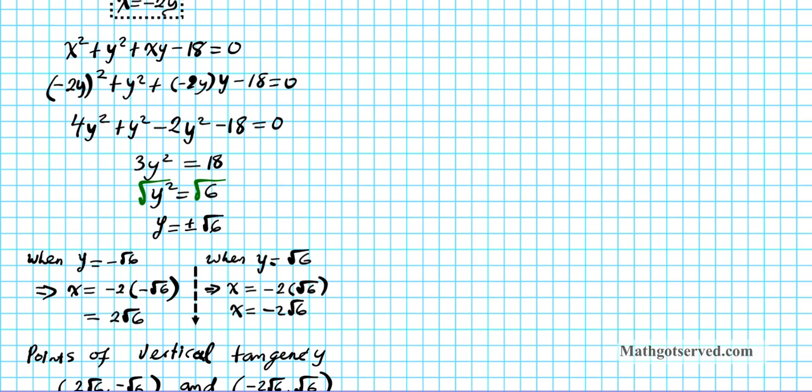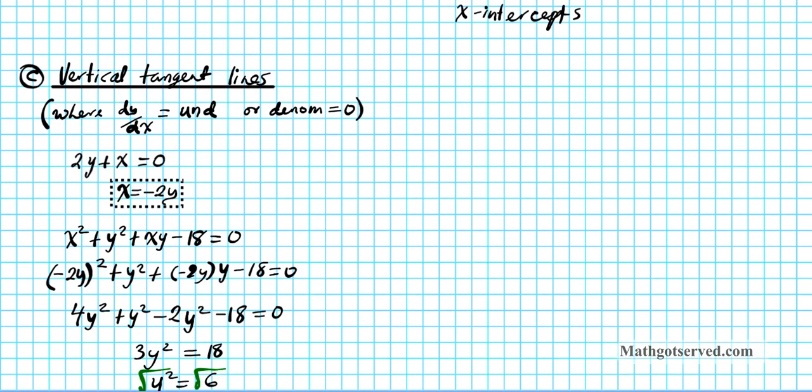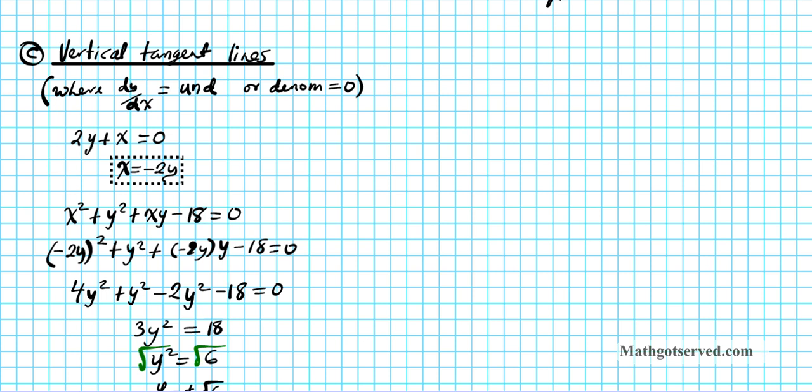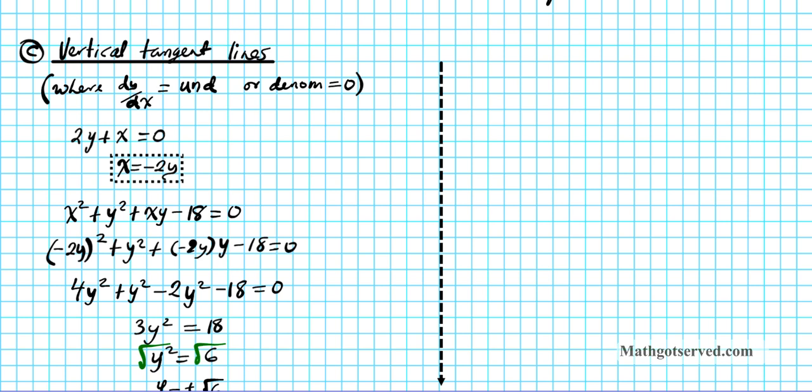Okay, all right, so let's shift attention to the points of horizontal tangency. Okay, shift our attention there. All right, so let's go ahead and find the points where we have horizontal tangent lines. Okay, let's title it. This is still part C.